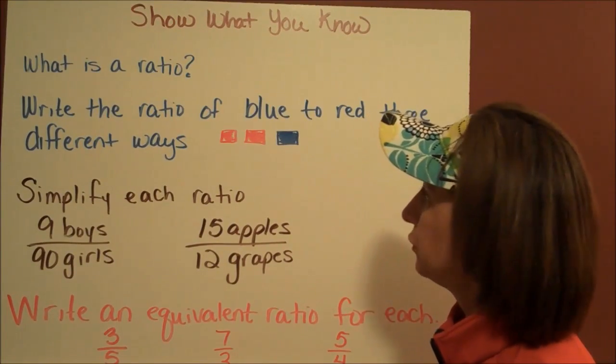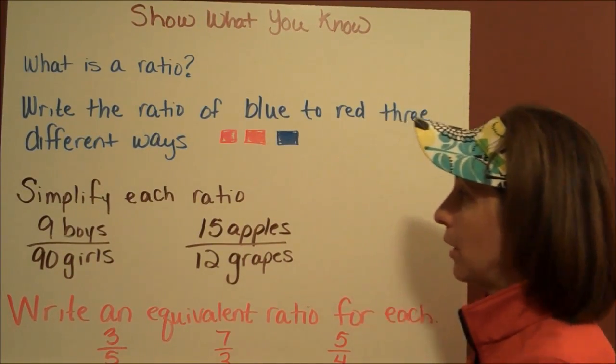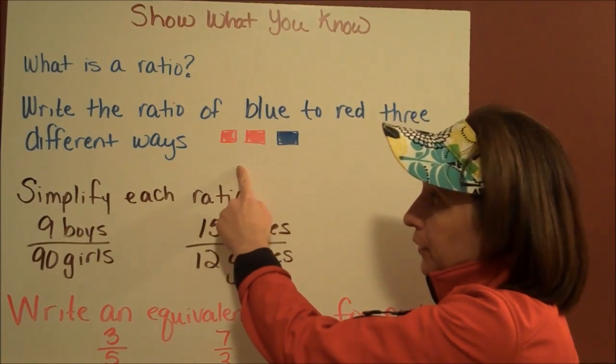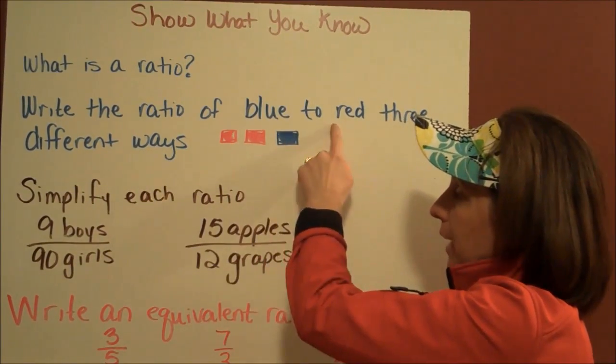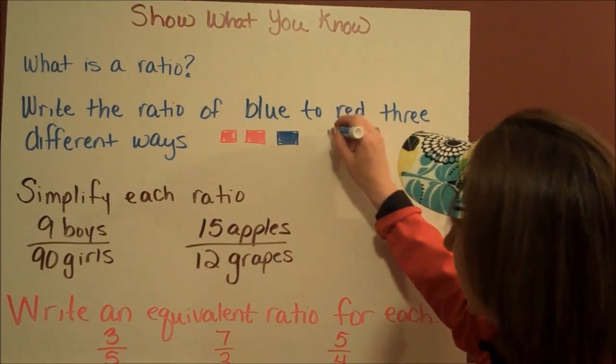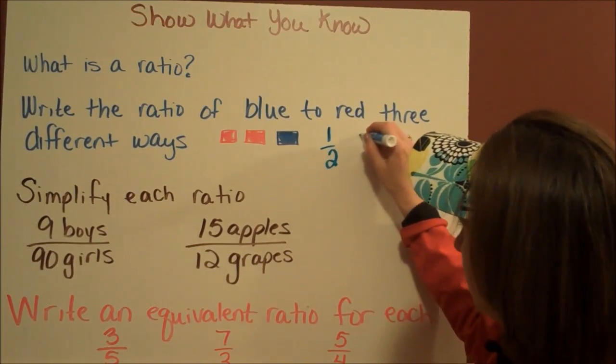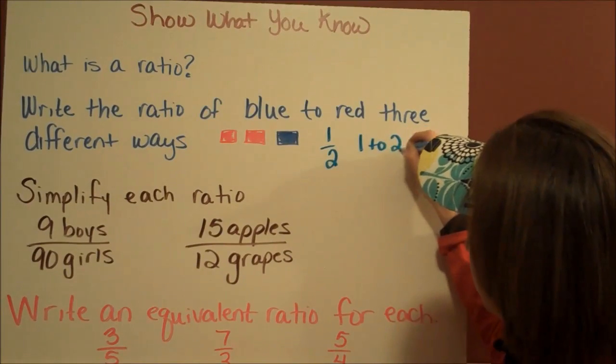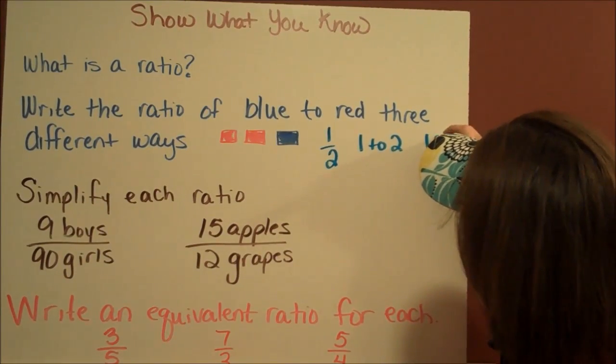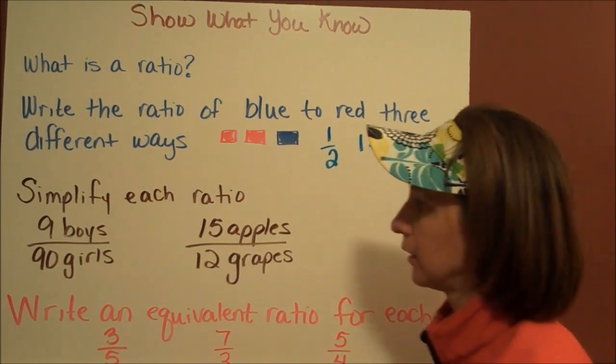Write the ratio of blue to red 3 different ways. Well, even though the red comes first here, because this says blue to red, I have to write with the blue number first. So 1 to 2, 1 to 2, 1 to 2.